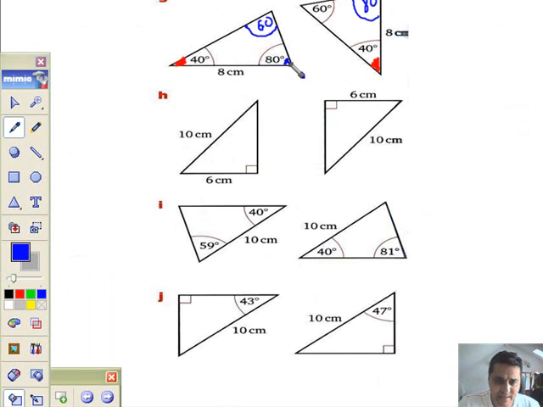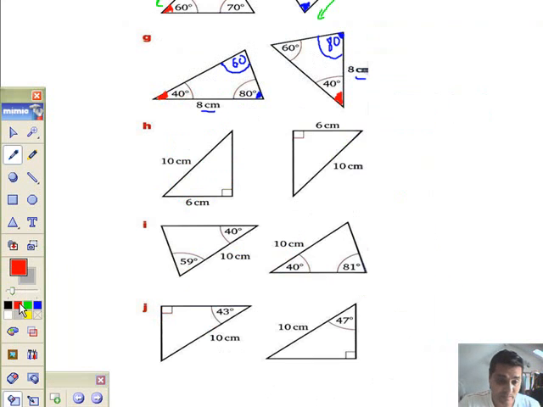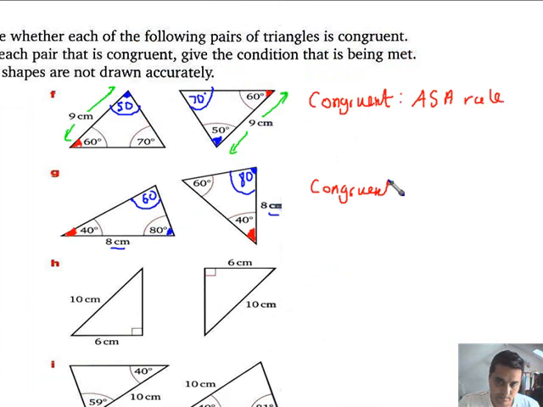I've got this 80 here matching that 80. Just put a little blue blob there. And I've got the length between these two angles, 8, which is the same. So I've got an 8 there and an 8 there. What have I got? Angle, side, angle. 40, 8, 80. Angle, side, angle. Guess what? They are congruent. How do you know? Angle, side, angle. It's another ASA rule.